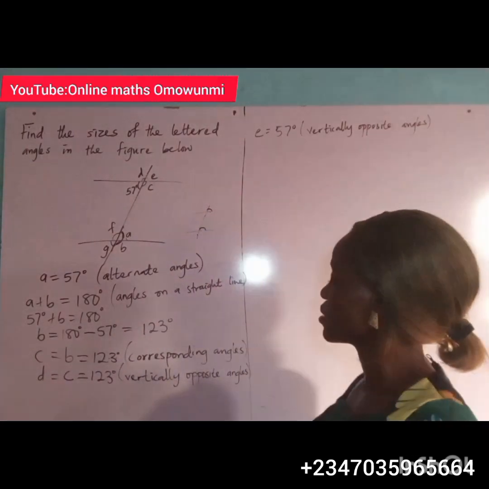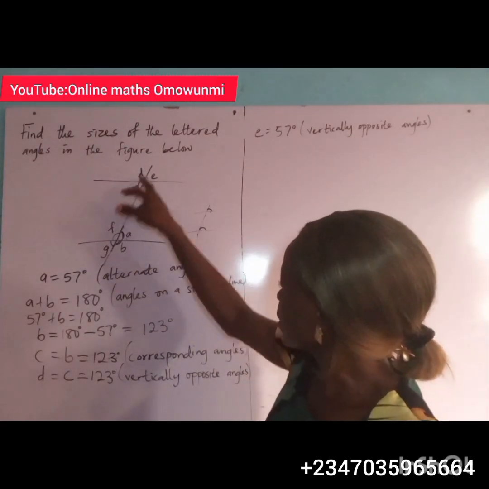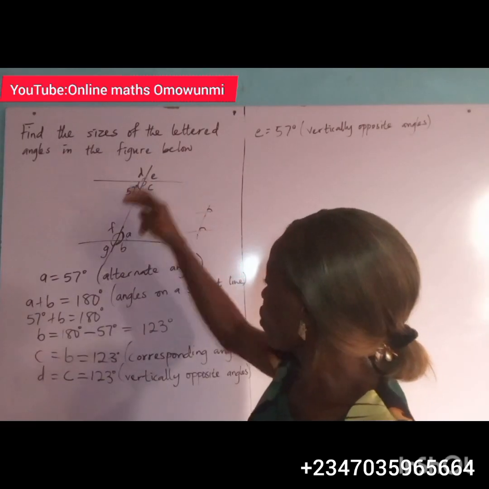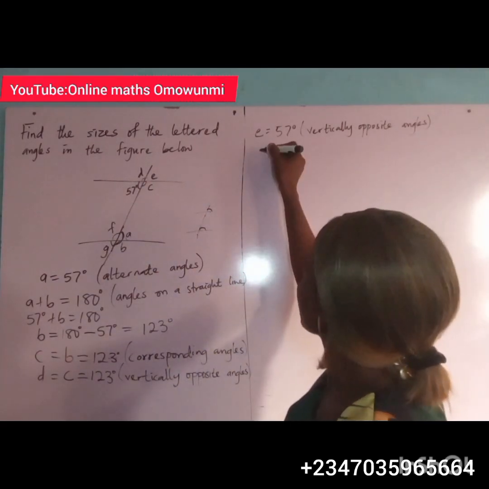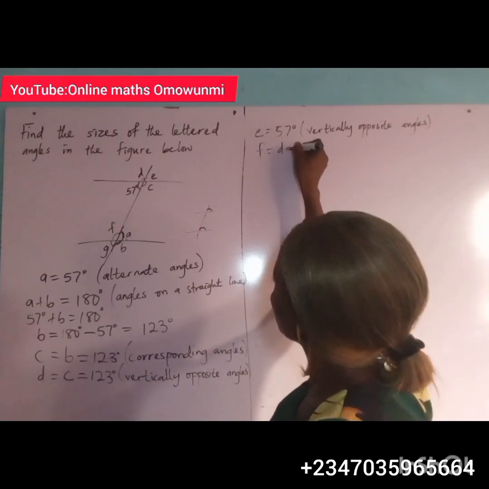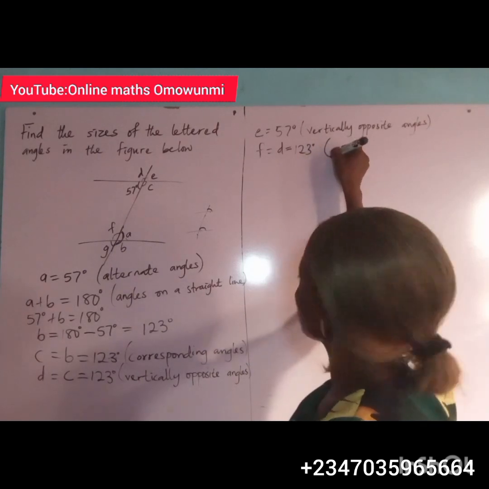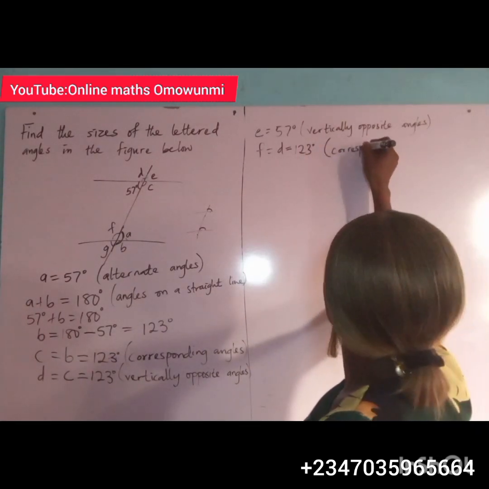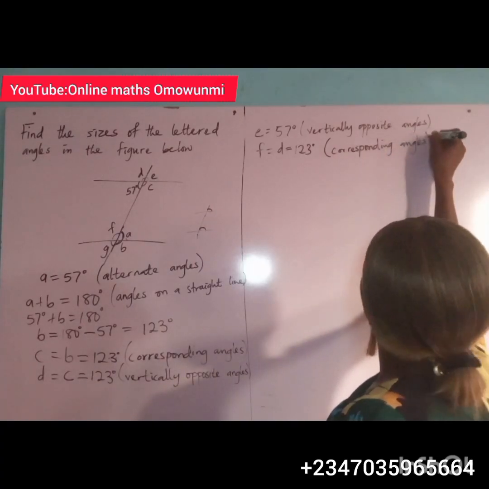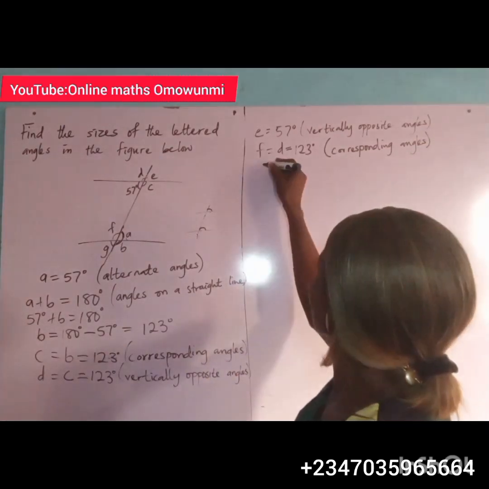After our E is letter F, we read again. You can see that F and D, they are on the same side, and D is on the line up, F is also on the line. So we can say our F is equal to letter D, which is 123 degrees. And you give us your reason: corresponding angles.